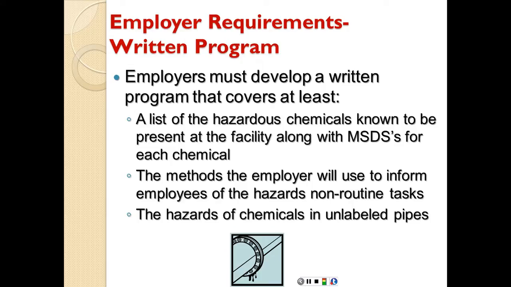The methods the employer will use to inform employees of the hazards of non-routine tasks, and the hazards of chemicals in unlabeled pipes. So in some cases we have pipes that carry a certain gas or a certain chemical that's hazardous. So if the pipe is not labeled, how are you going to notify people about that hazard?